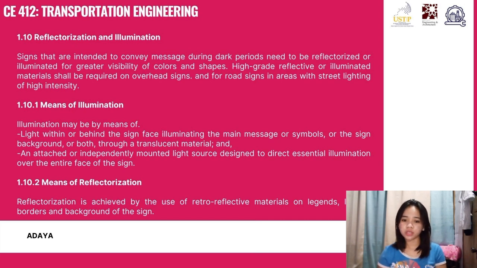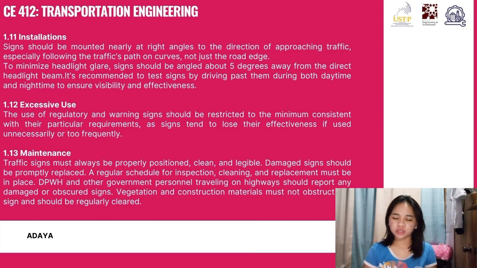And then in 1.10.2, means of reflectorization. Reflectorization is achieved by the use of retroreflective materials on legends, letters, borders, and background of the sign. It means that reflectorization works by using shiny materials on the signs, like text, borders, and background, that reflect light like car headlights, so drivers can see the sign clearly at night.